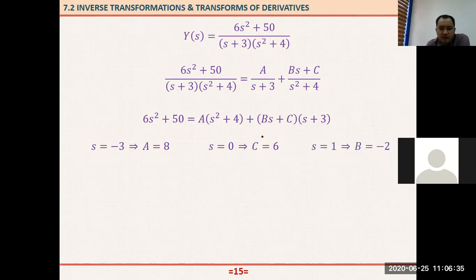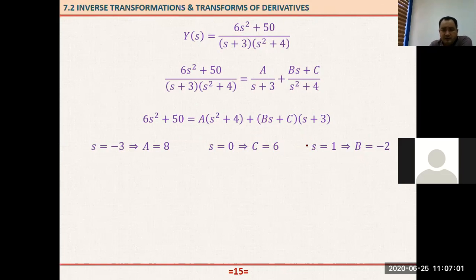And how about determining this B? Substitute any suitable value, because I know the value of A, I know the value of C, right? Since this is an identity, for every value of s, the left-hand side should be equal to the right-hand side. So suitable means easy to evaluate. What is it? Let's say it is 1. If you substitute 1, we can get the value of B. That's equal to -2.